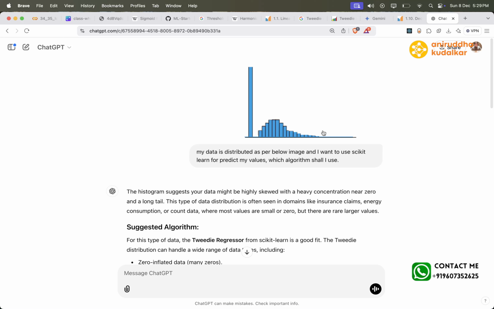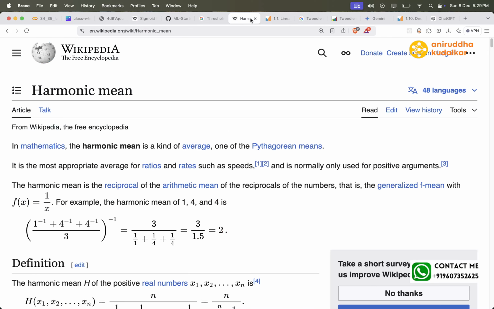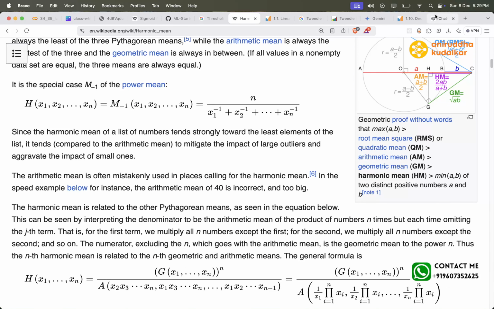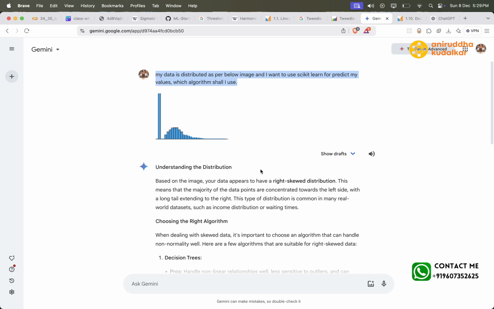Yeah, it's a 2D distribution. You getting my point, guys? And that's why it is absolutely not necessary to remember anything. In the era of ChatGPT and Gemini, you don't need to.